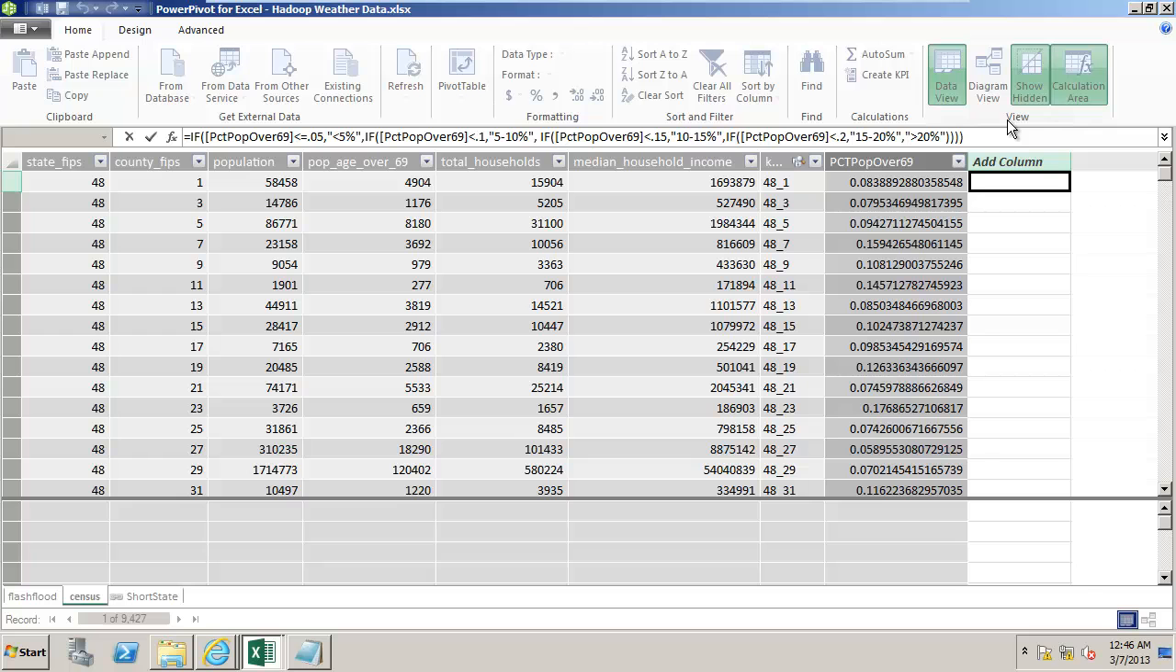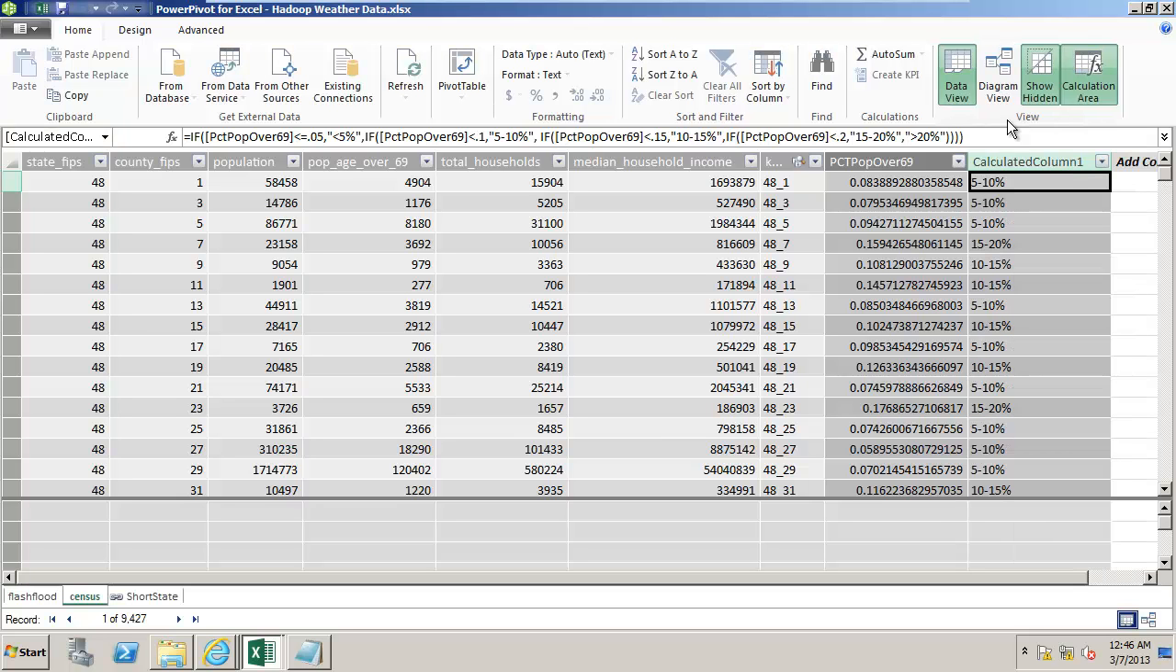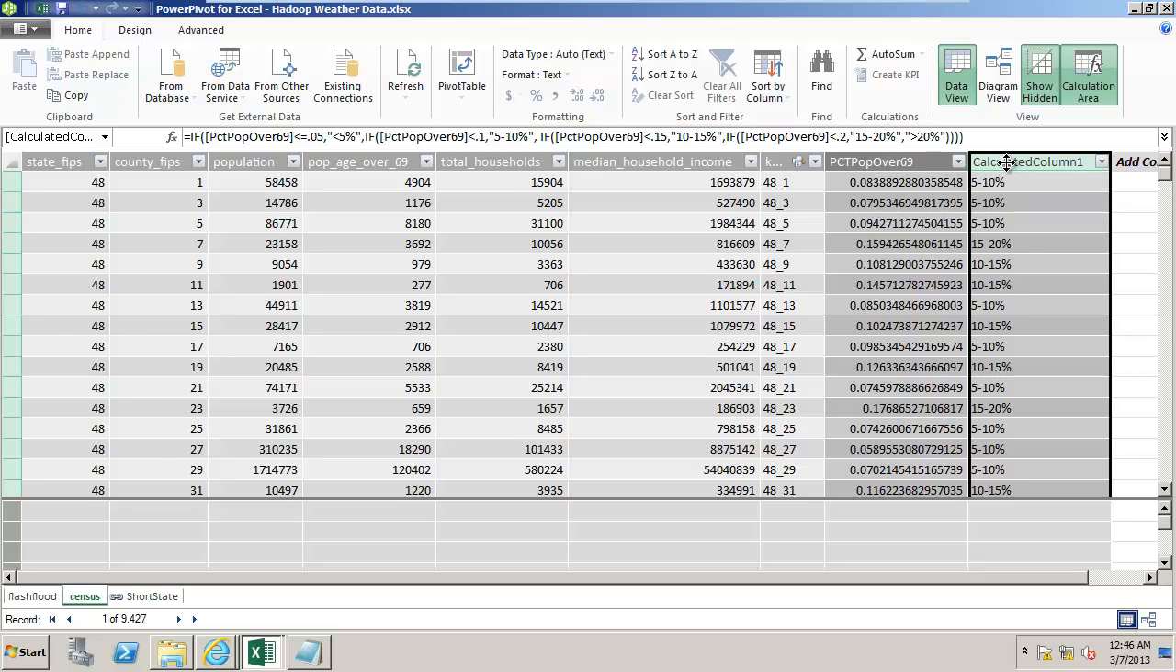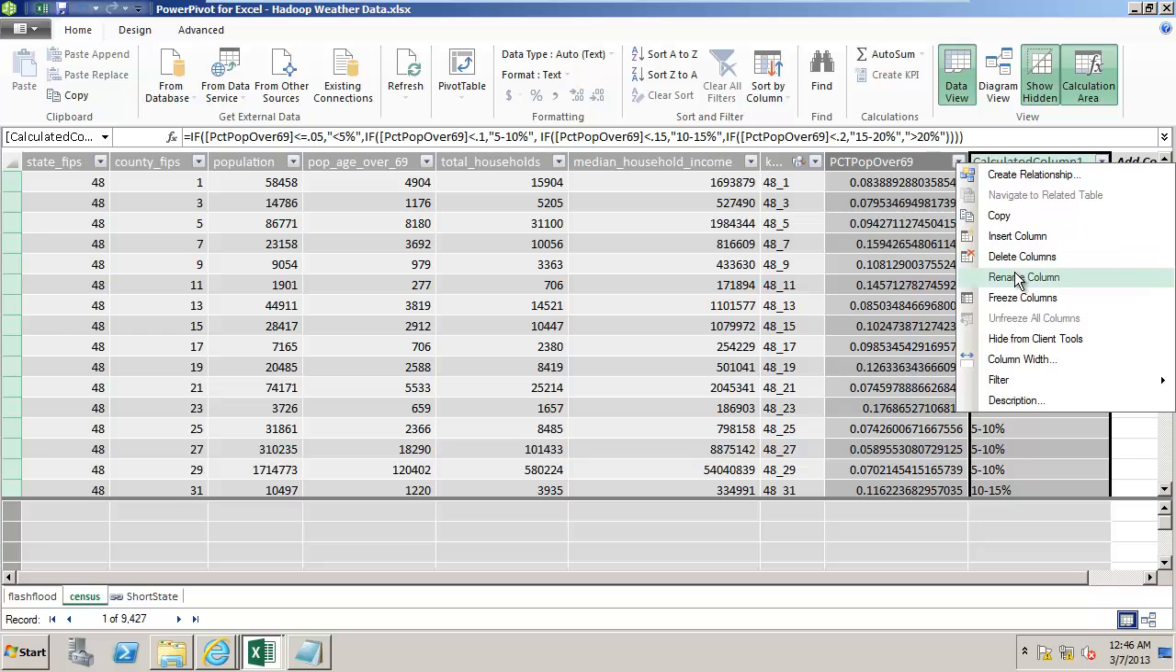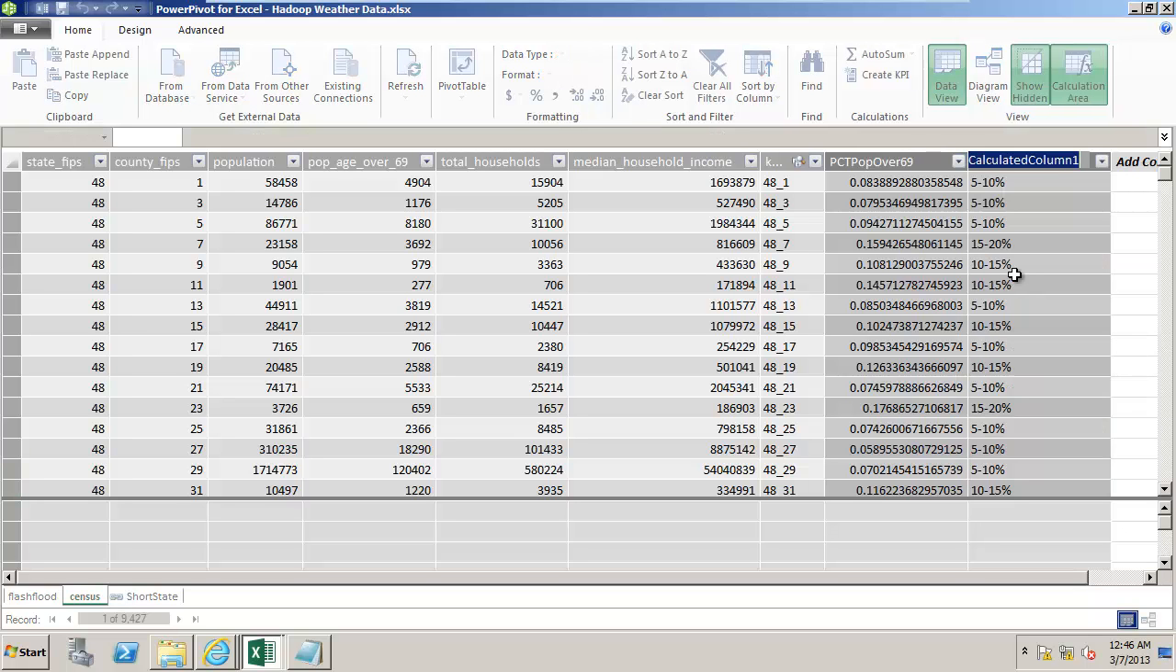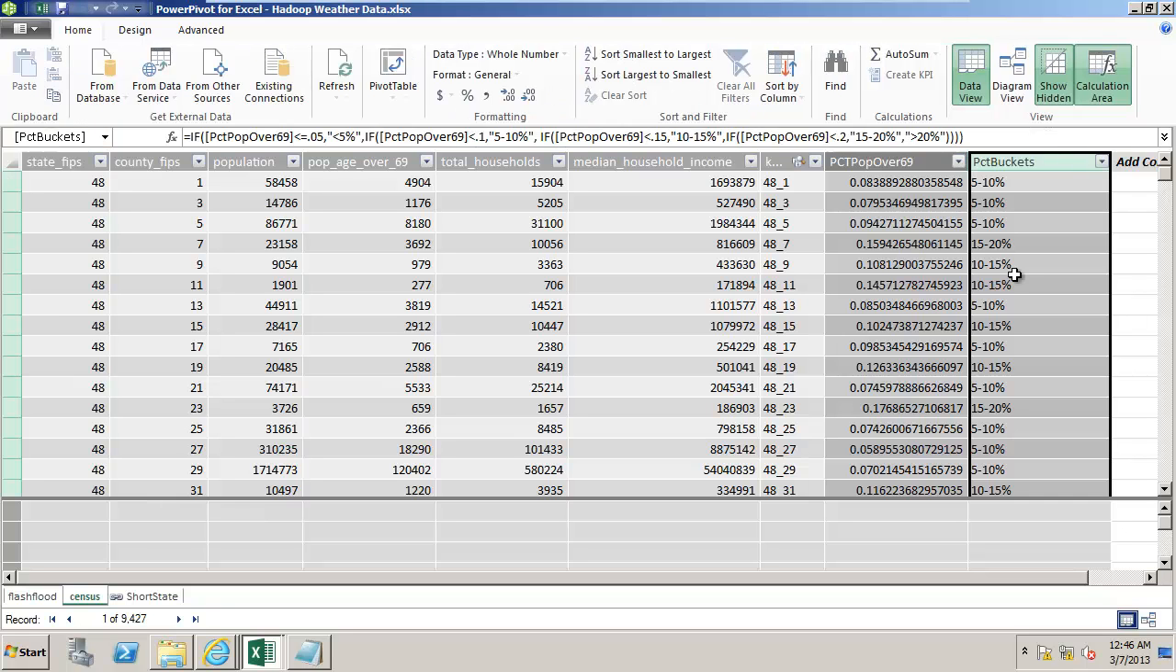What we are going to do here is look at PowerPivot calculations. In this very first calculation, we are looking at grouping or bucketing each row of data in terms of the population of individuals that are over 69. We have a very small formula that simply groups each of the rows with respect to the percentage that have a population of over 69 years old.